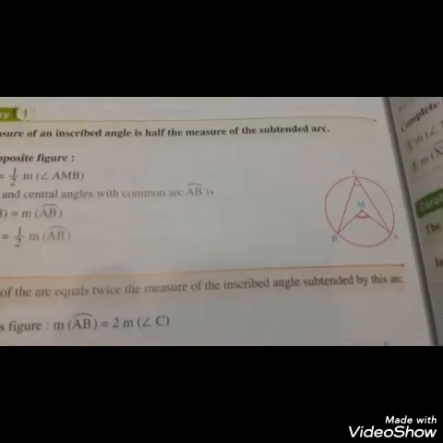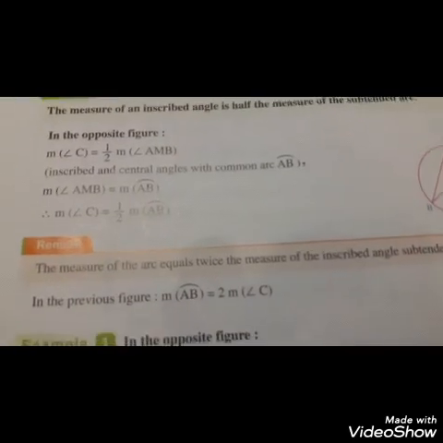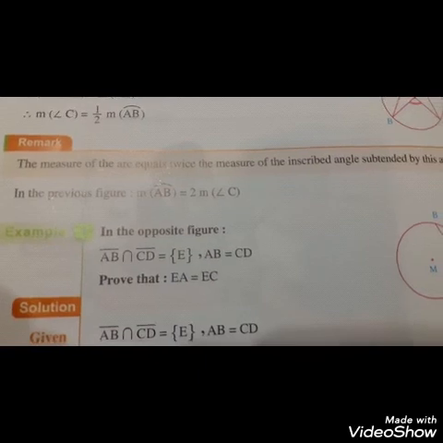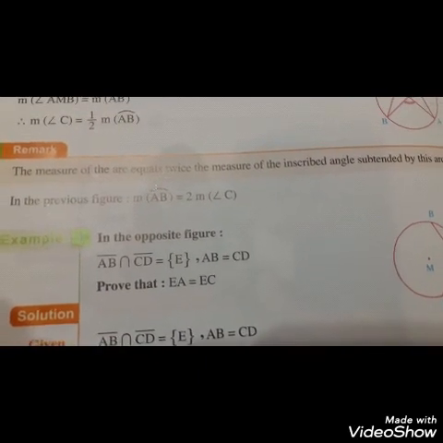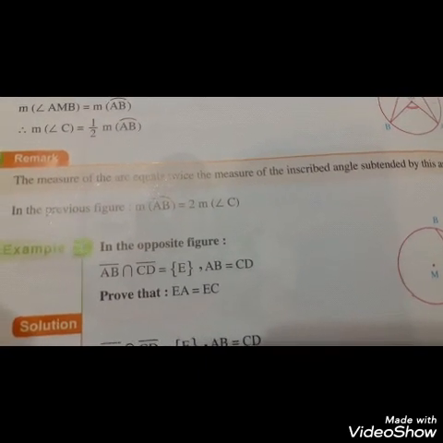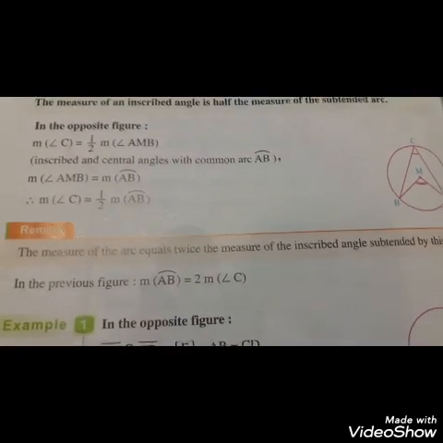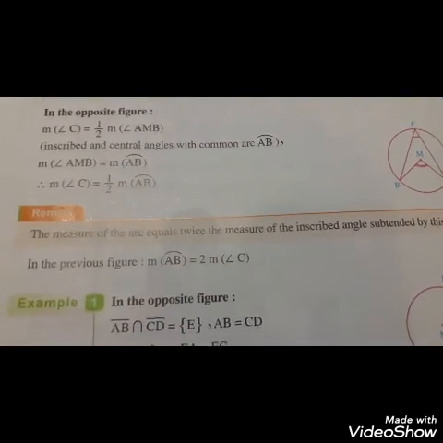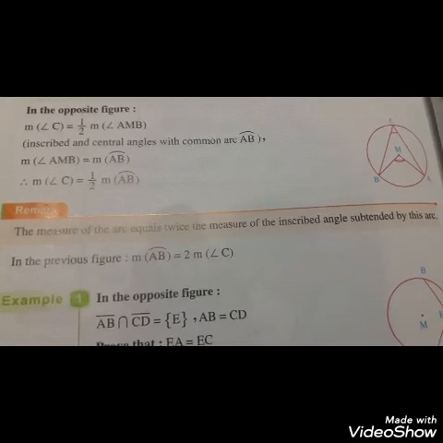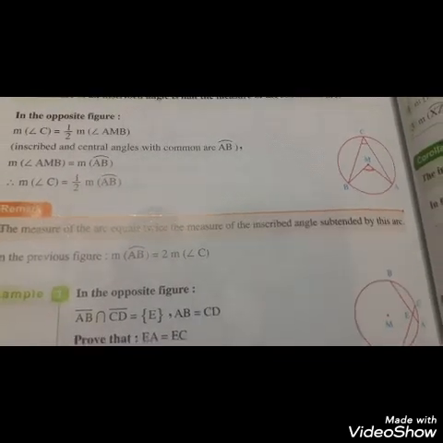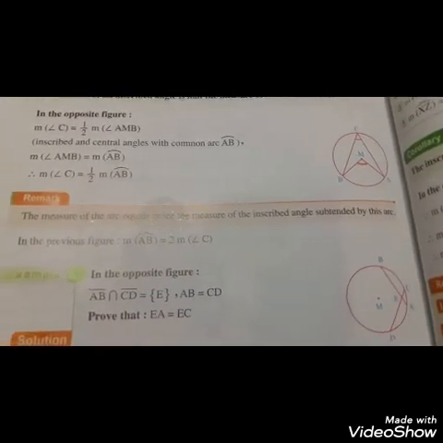Like in this figure, we can say that the measure of the angle C equals half the measure of the arc AB. And we note that the measure of the arc equals twice the measure of the inscribed angle subtended by this arc.